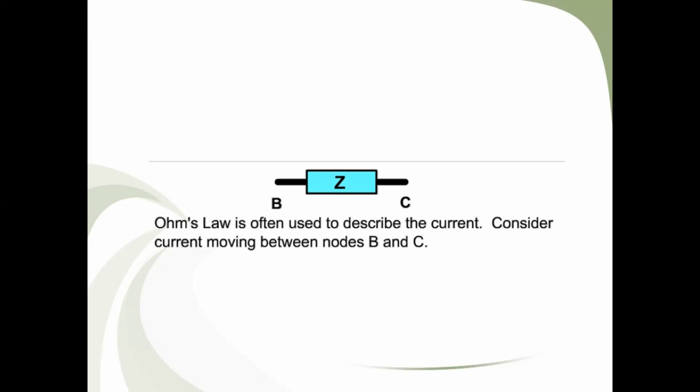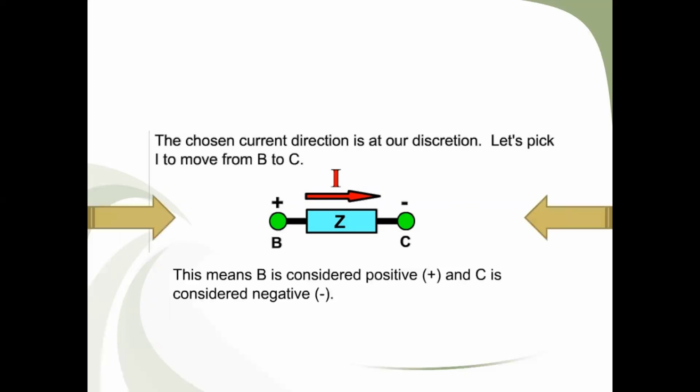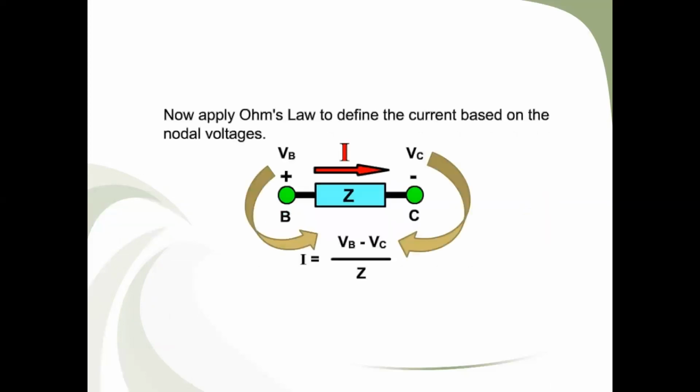Consider the current moving between nodes B and C and then try to calculate. The chosen current direction is at our discretion. Let's pick I to move from B to C. This means B is considered as positive and C is considered as negative.